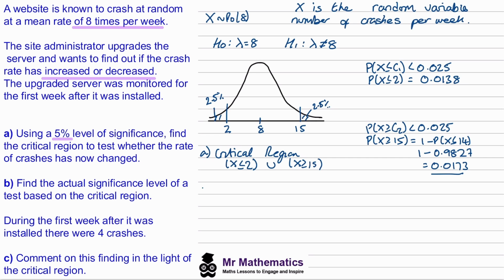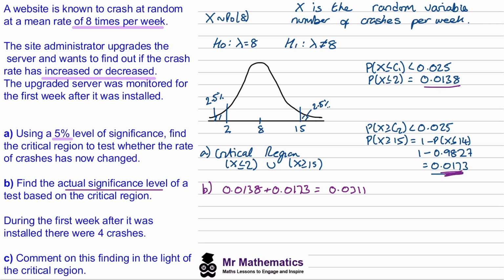And then for part B, find the actual significance level, this will be the sum of these probabilities. So this one plus this one. And this will give us an actual significance level of 0.0311.